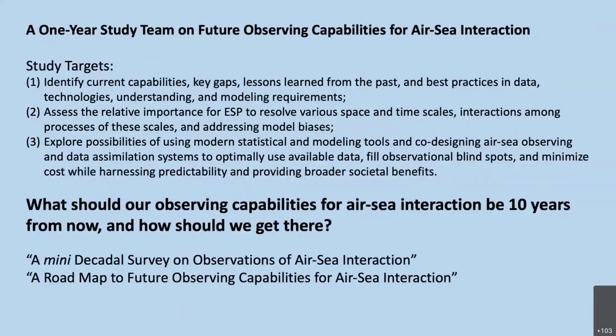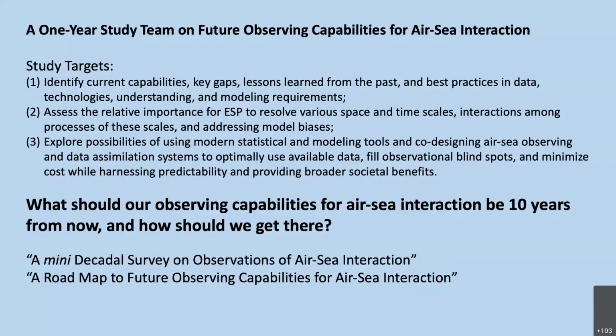So the specific objectives of this one-year study team are given here. It's a little bit wordy. They mean to cover as broad a perspective as possible, so I'm not going to read through everything. The essence is this study team should summarize our current capability, the key gaps, lessons learned from the past, and what's the best way to move forward, and how we should more efficiently use whatever data we have to advance understanding, to advance coupled data simulation and prediction, and how to balance the cost and societal benefit, right?